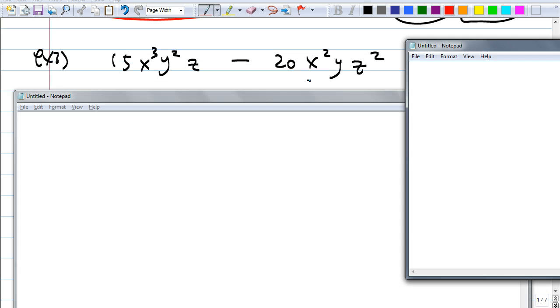Okay, if you really understood the idea of factoring GCF, go ahead and do this one now on your own. I'll give you time and see how many people got this right. Everybody try.